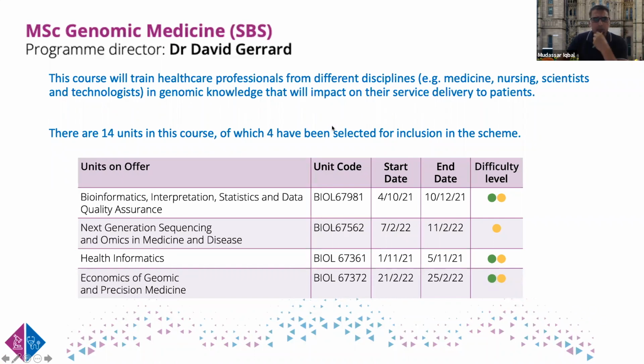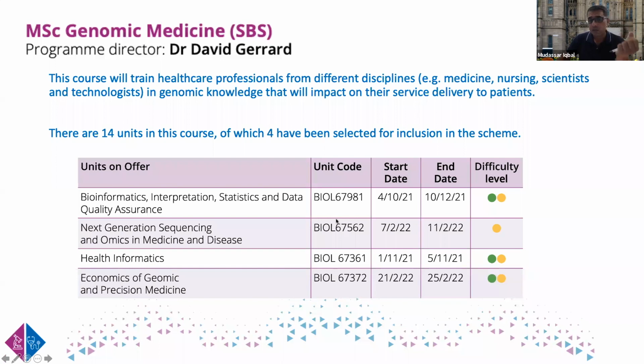And for example, the bioinformatics, interpretation, statistics, and data quality assurance course is, again, a mix of bioinformatics methods and tools, but also focusing on QA and QC of genomics data, and also goes through a portion of it on basic related statistical concepts explicitly.